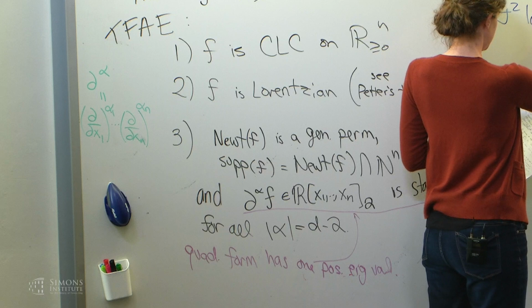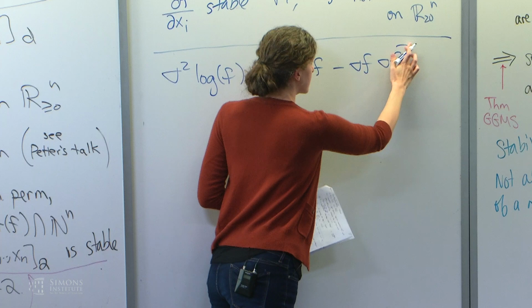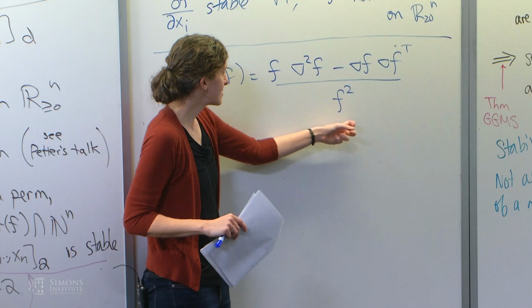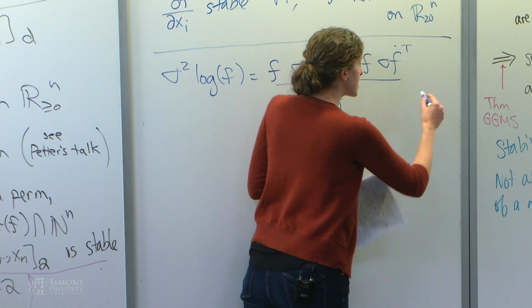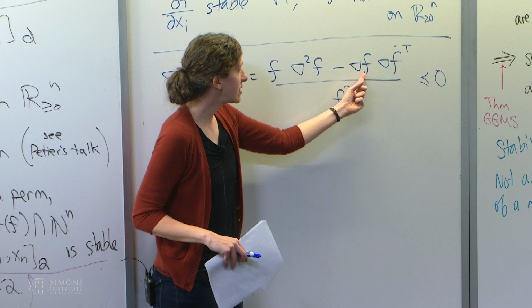So that it's written down at least once, really the connection between this log concavity and this signature property is that if you take the Hessian of the log, it turns out to be this. We ignore the F squared in the denominator, and we evaluate at a point, we get a constant times a matrix minus a rank one vector. And we want this to be negative semi-definite when evaluated at all points of the non-negative orthant. This means that this matrix, as a quadratic form, will have to be negative semi-definite on the orthogonal complement of this vector.